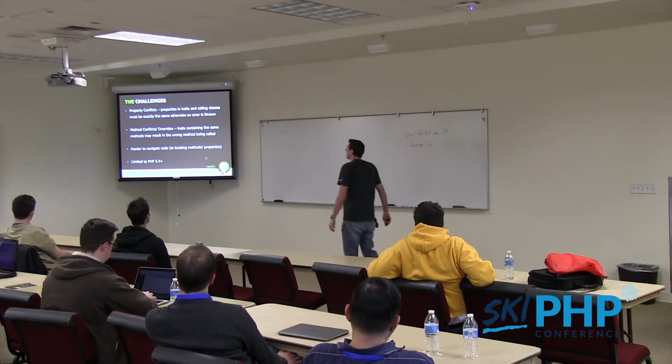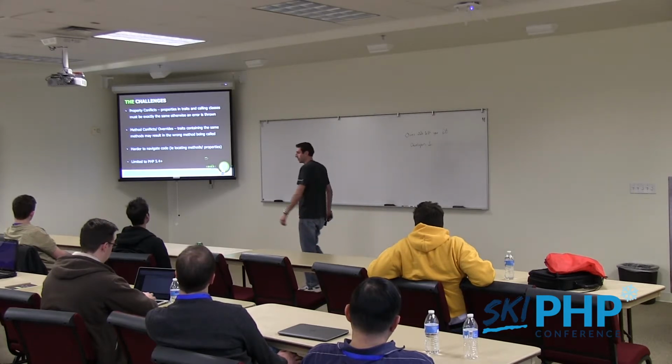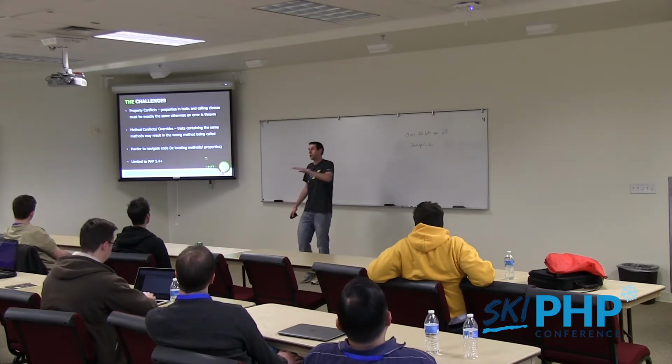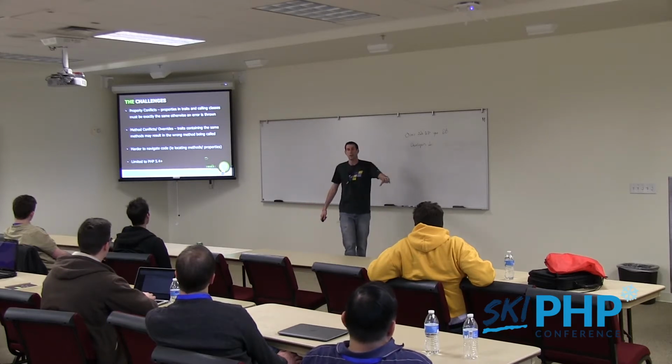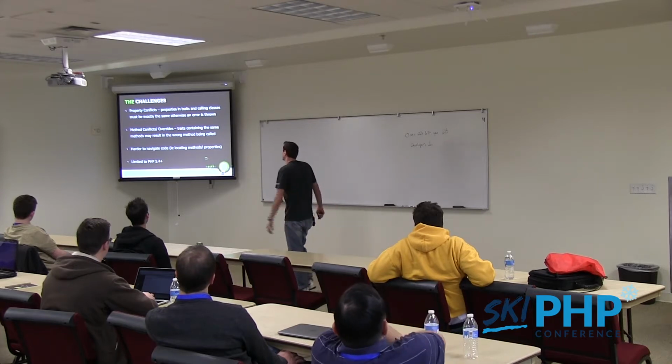The challenges, however, are property conflicts. Properties and traits in calling classes must be exactly the same. And when I say exactly the same, I mean the triple equals exactly the same. They must have the same value and be of the same type. You can run into method conflicts and overrides.